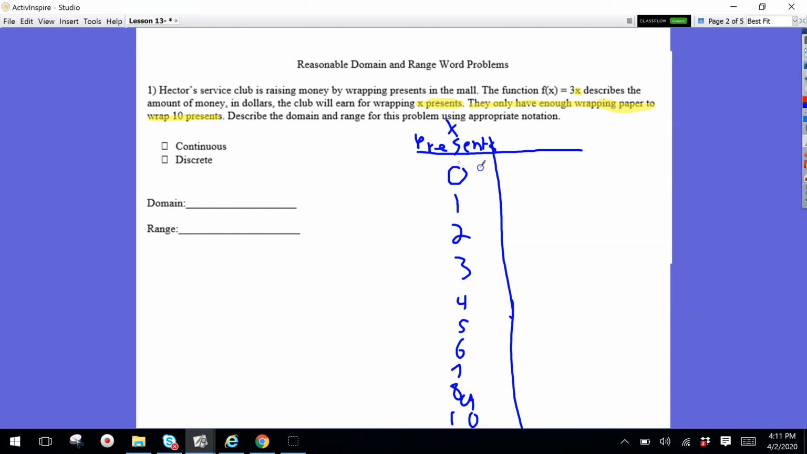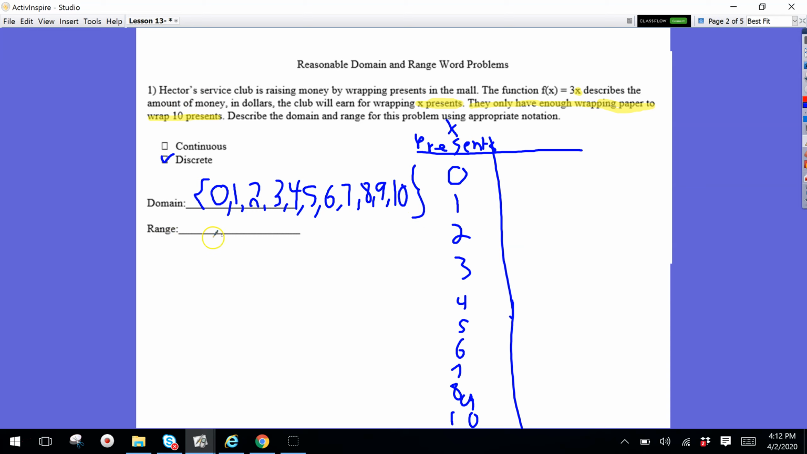So this right here represents my domain. My domain here is obviously discrete, because it's not all the numbers, even including the decimals. So right here, when I am answering this question, I'm going to say that this is a discrete situation. And I'm going to have 0, 1, 2, 3, 4, 5, 6, 7, 8, 9, and 10 as my domain.